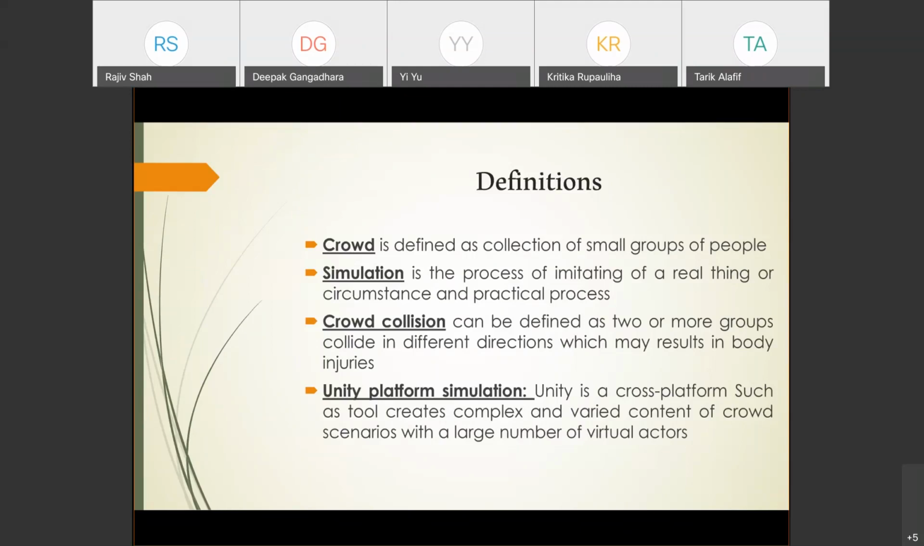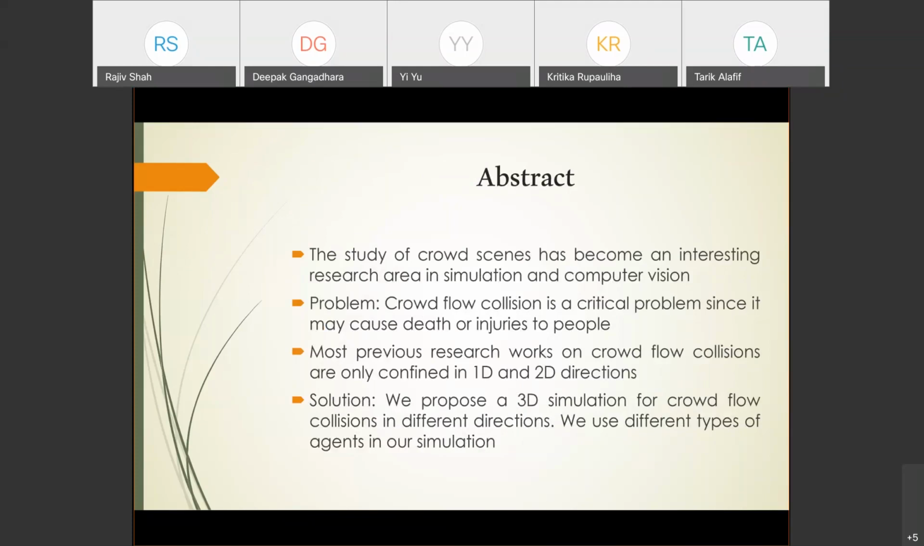Many simulations have been done using Unity. In this research work, my students use the Unity platform to simulate the complex and varied content of crowd scenarios. The study of crowd scenes has become an interesting research area in simulation and computer vision. And there was a problem for crowd flow collision, especially if we have many people, let's say 100,000 or probably millions of people in one spot, since it may cause death or injuries.